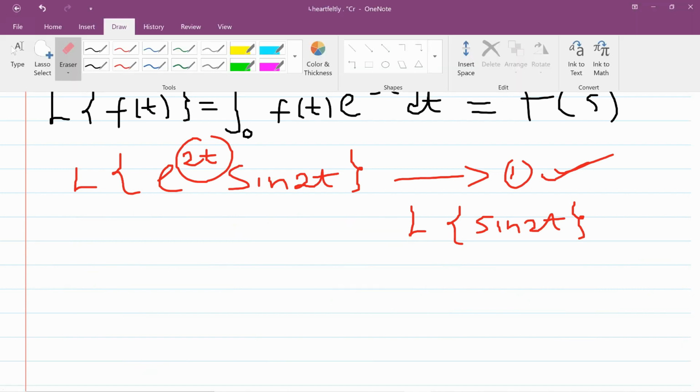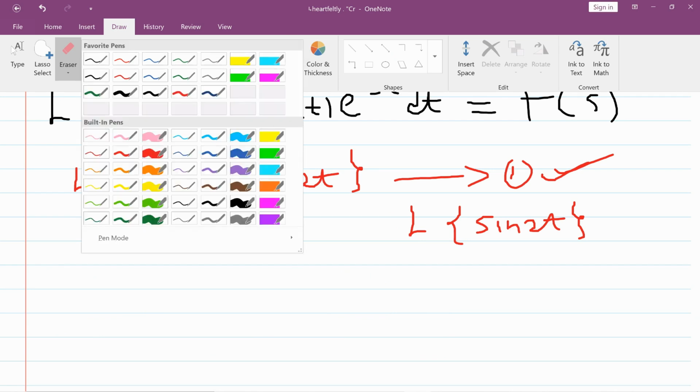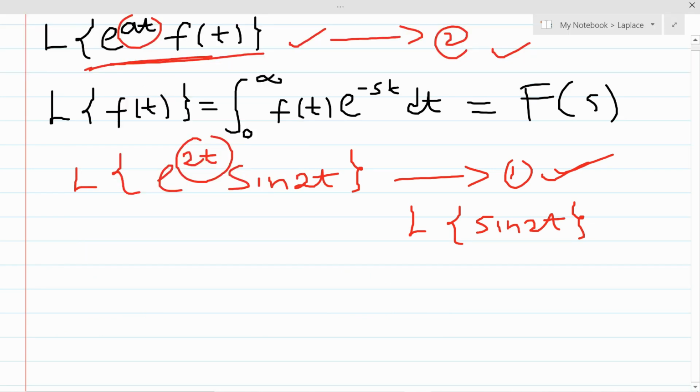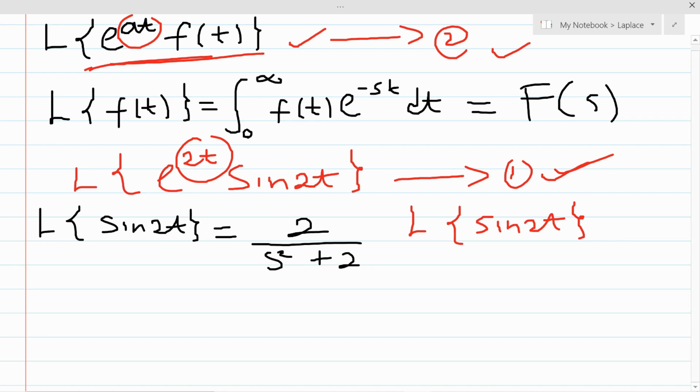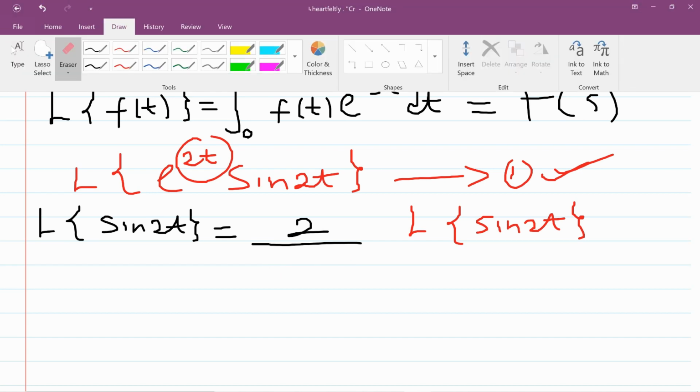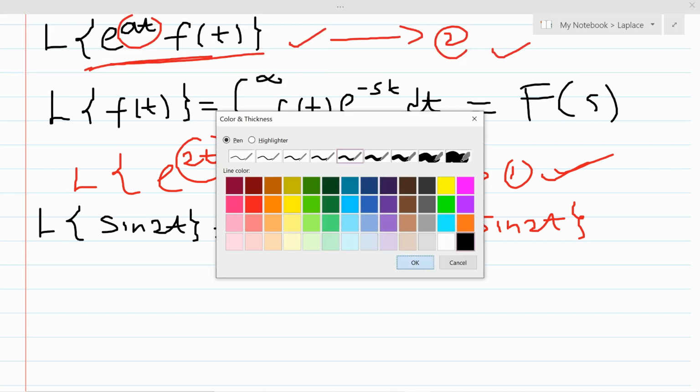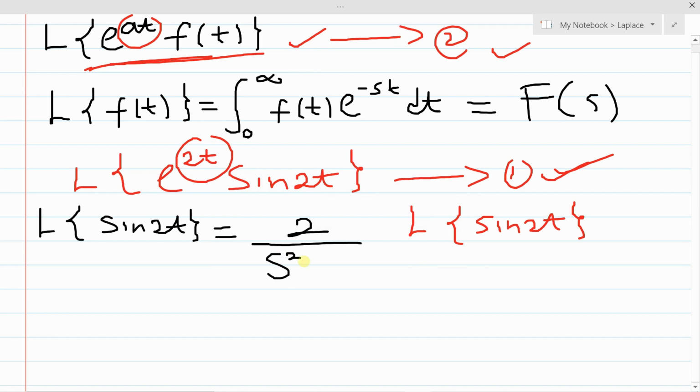So we said the Laplace of f of t, which was sine of 2t, actually gave us 2 over s squared plus 2 squared, which is 4. Let me erase it and write it straight. So s squared plus 4.